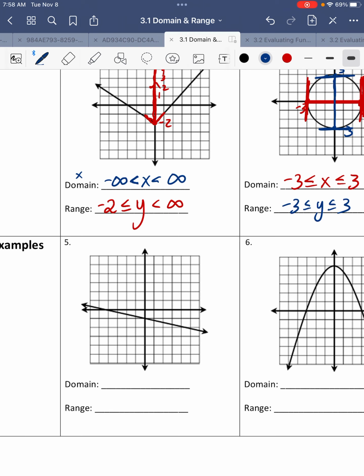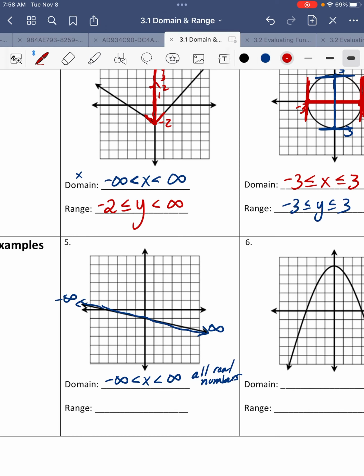Number 5, we have how far left does the graph go? Goes left forever to negative infinity. How far right does it go? Goes to the right forever to positive infinity. Or you could say all real numbers is another way of saying this.